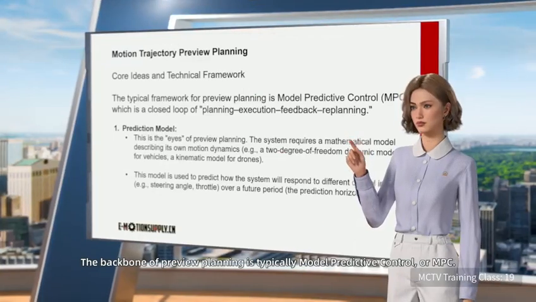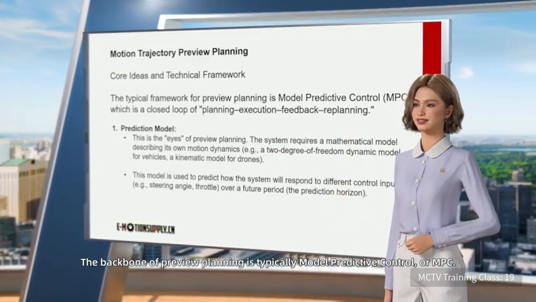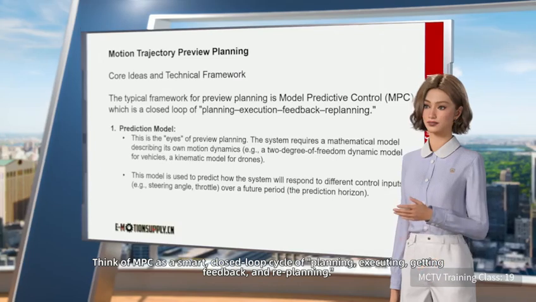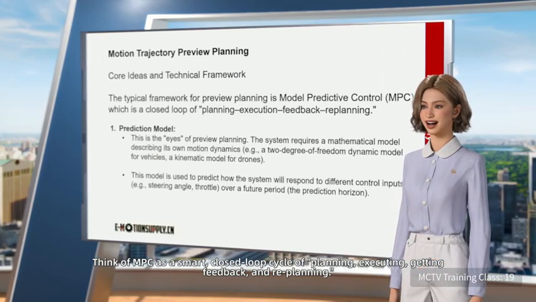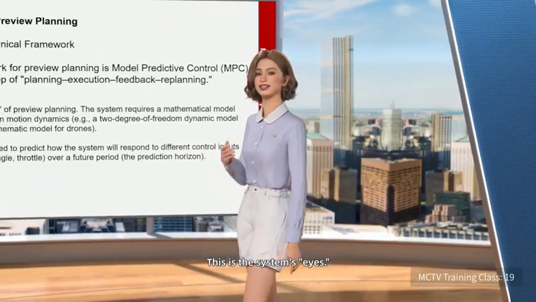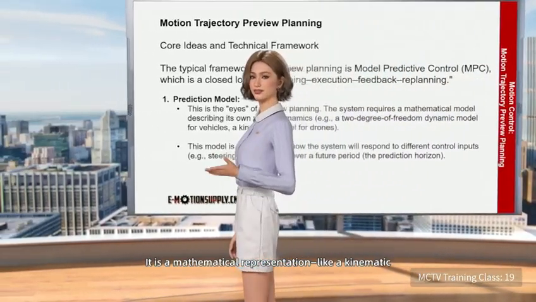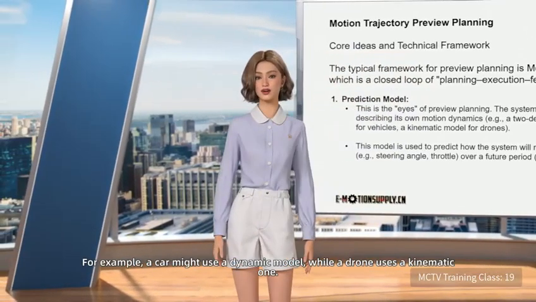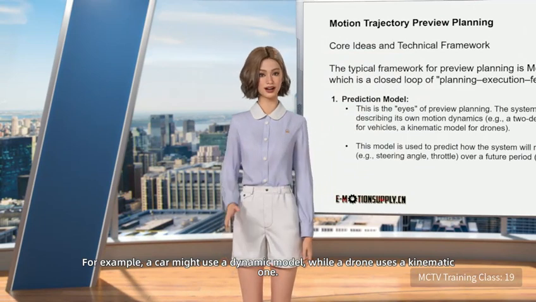The backbone of preview planning is typically Model Predictive Control, or MPC. Think of MPC as a smart, closed-loop cycle of planning, executing, getting feedback, and replanning. The first critical component is the prediction model. This is the system's eyes. It is a mathematical representation, like a kinematic or dynamic model, that describes how the system behaves. For example, a car might use a dynamic model, while a drone uses a kinematic one.